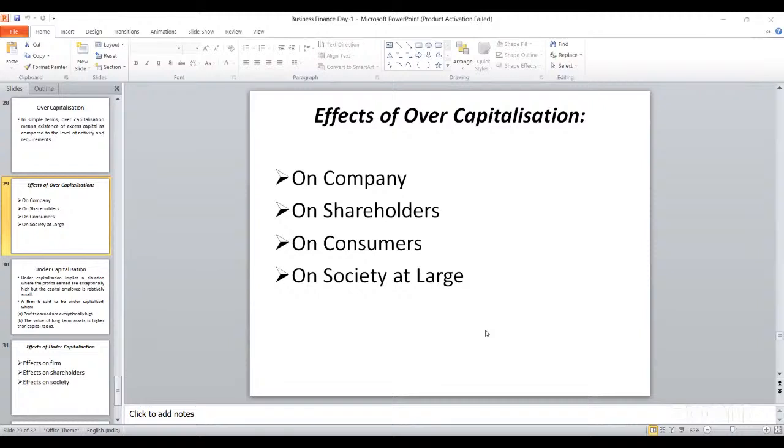Next, on society at large. Sometimes it may happen that selling prices increase or quality is reduced. It cannot continue on a continuous basis. At the same time you cannot increase the price and reduce the quality. Either you have to increase the selling price of your product or reduce the quality, but you can't go with these two at the same time, right?